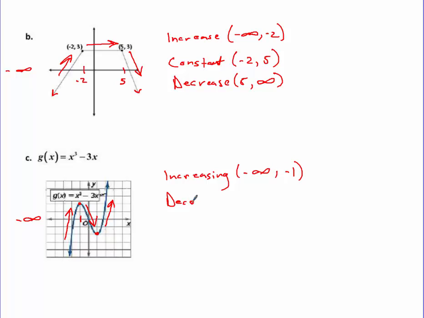It's decreasing from -1, we're on the x, to +1. And then it's going to pick back up again, increasing from 1 to infinity. Okay, so the big idea is that you can just describe where it's going up, where it's going down, where it's going up again, where it's staying flat. That's the idea behind increasing, decreasing, and constant.